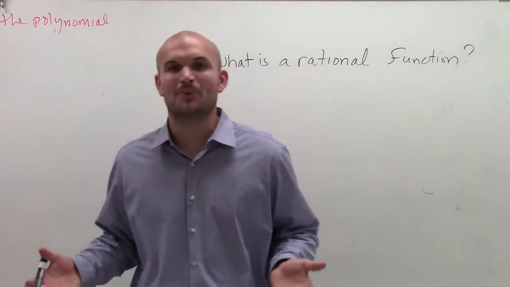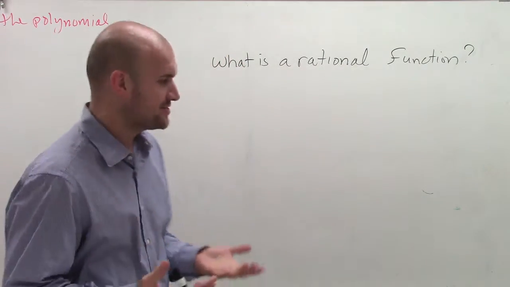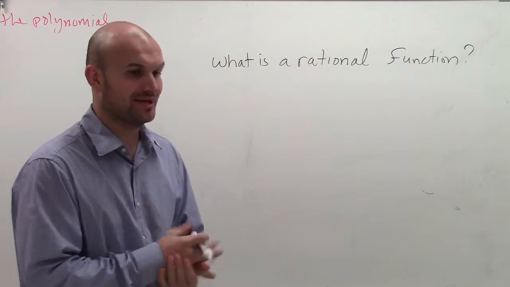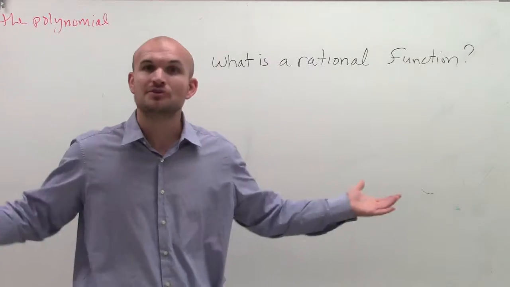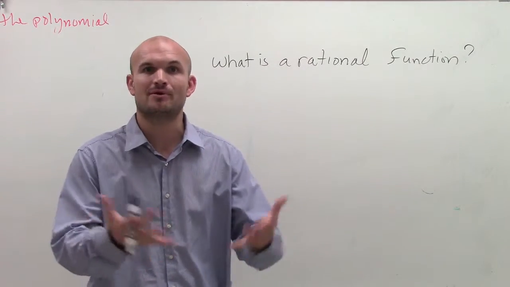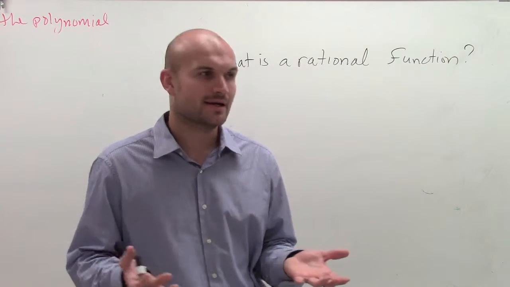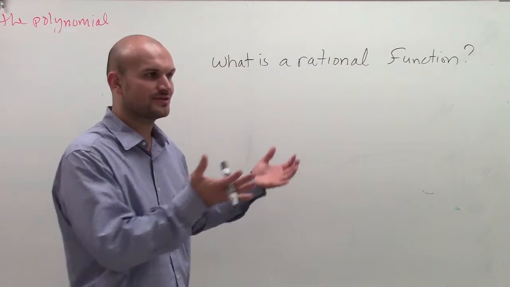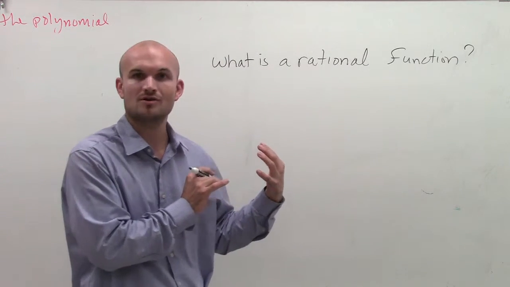Okay, so what is a rational function? And remember, a rational function is really a function divided by another function. So we talked about rational numbers, right? What's a rational number? A rational number is a number divided by another number. And we can take what we know about rational numbers and apply it to rational functions.